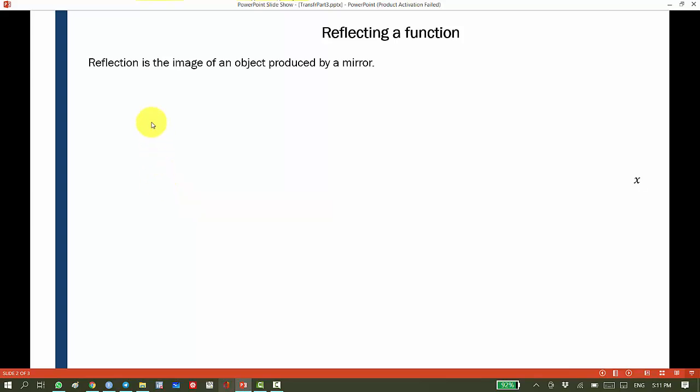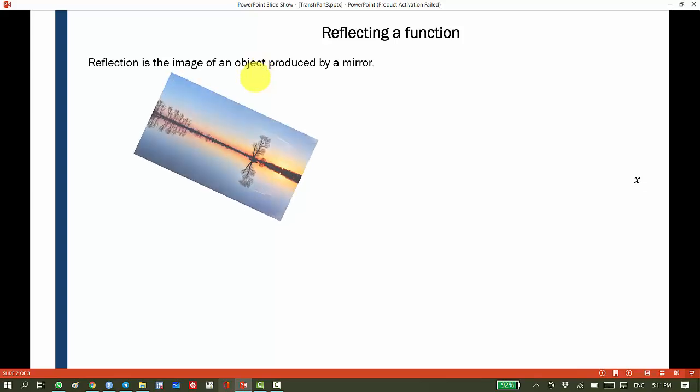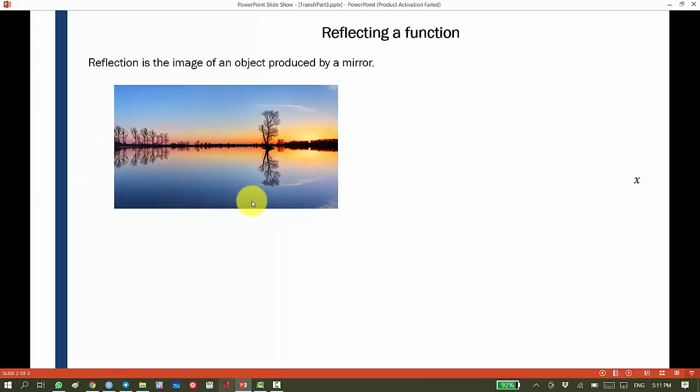Reflection is in fact the image of an object produced by a mirror. If you look at this picture, this tree is being reflected in the water, where the surface of the water plays the role of a mirror. Functions too can be reflected with respect to a mirror, a reference line, or a reference point.